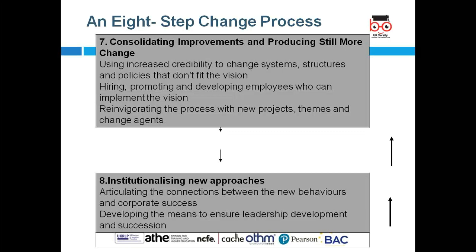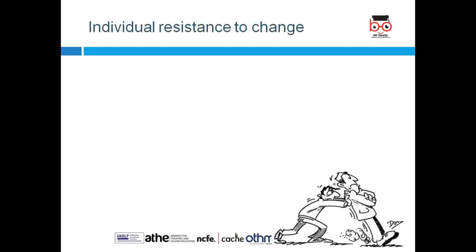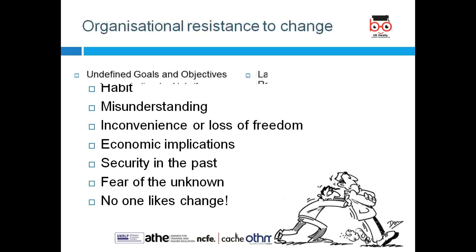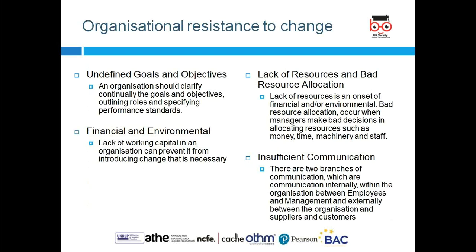We discussed the other model: unfreeze, change and refreeze. Yes, and then individuals are quite resistant, they don't want to change. Selective perception, habit, misunderstanding, inconvenience or loss of freedom, economic implications, security in the past, and fear of the unknown. No one likes change. So we need to think about organizations that really don't want to change. We need to look at undefined goals and objectives, financial and environmental issues, lack of resources and bad resource allocation, insufficient communication.